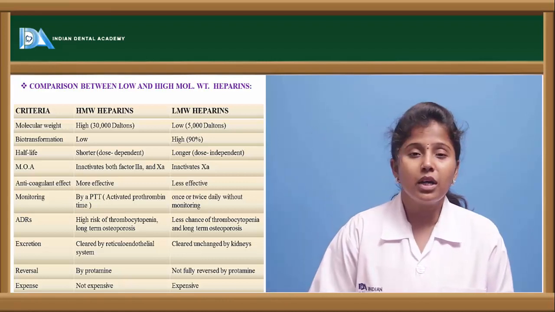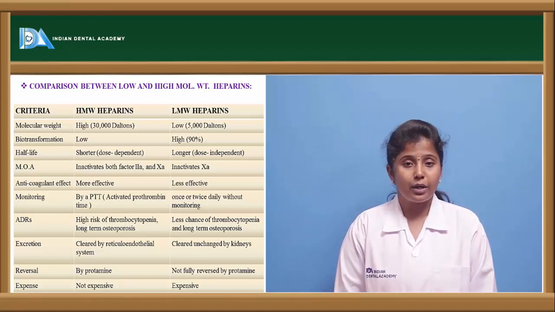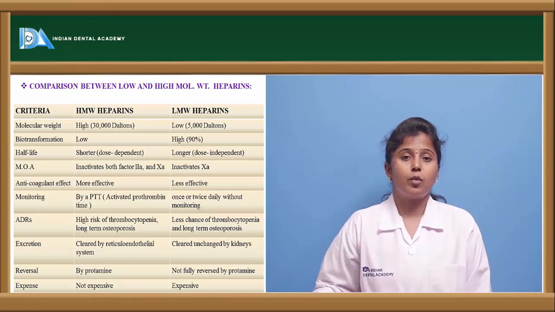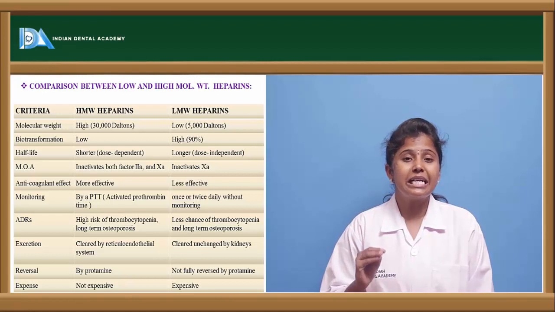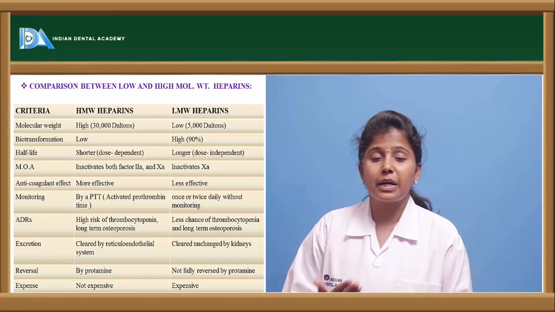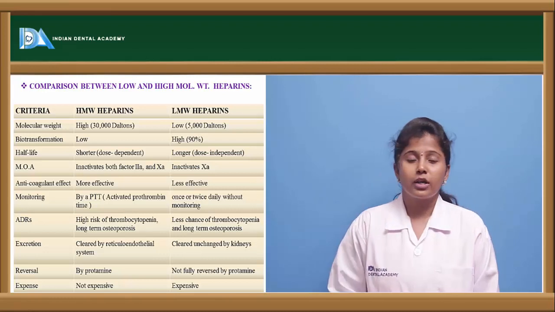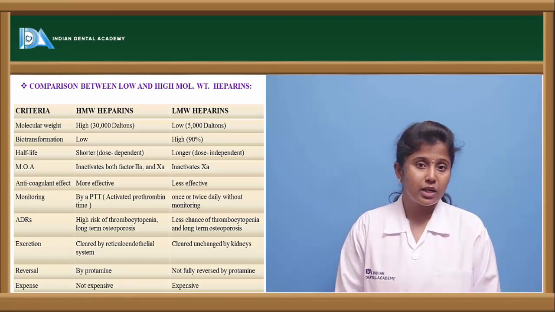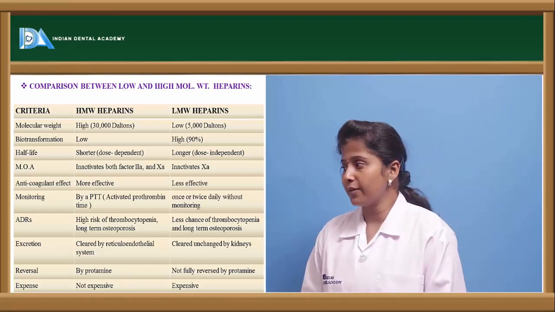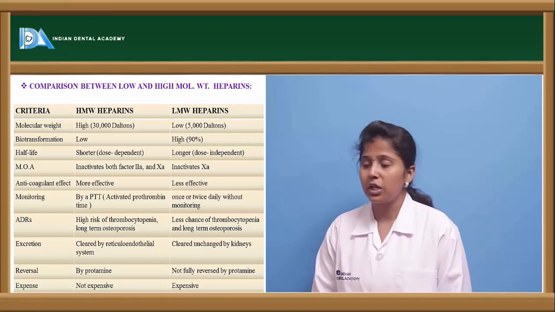And high molecular weight heparins are cleared, or eliminated, through the reticuloendothelial system, whereas low molecular weight heparins are eliminated out of the body through the kidneys in unchanged form. And as for reversal, the effect of high molecular weight heparin is reversed by protamine, whereas the activity of low molecular weight compounds cannot be reversed. And high molecular weight heparins are less expensive when compared to low molecular weight heparins.